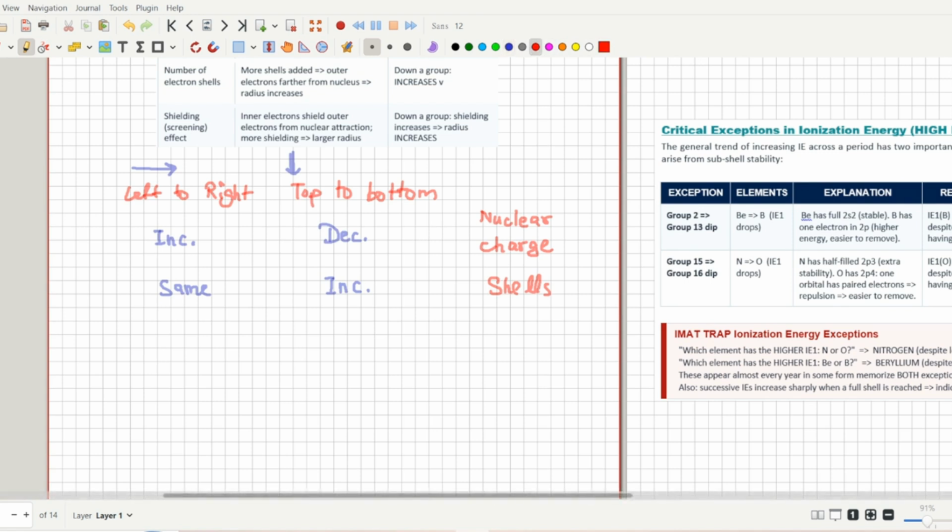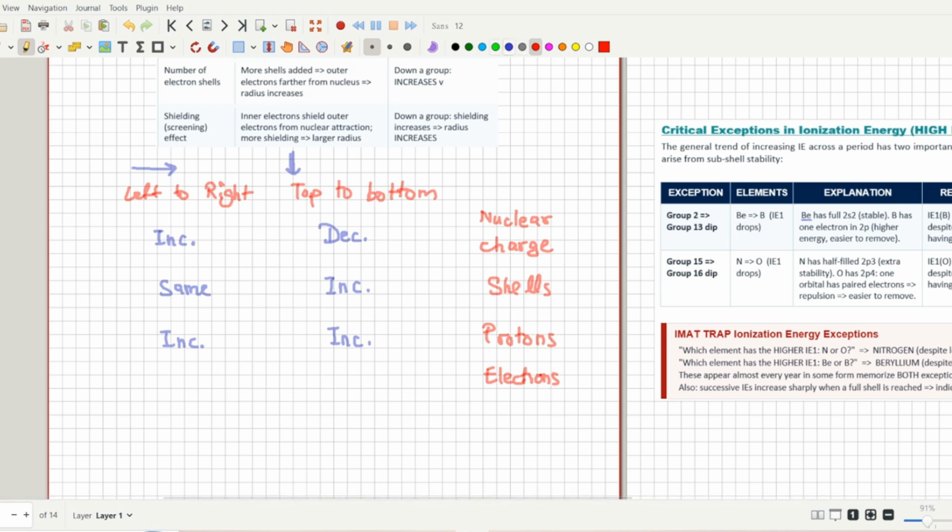What about protons? If you talk about protons, then the number of protons is always going to increase. Even if you move from top to bottom in a group or left to right in a period, the number of protons will always increase. And if you talk about electrons, the electrons are also the same. The electrons will always increase, both from top to bottom in a group and from left to right in a period.